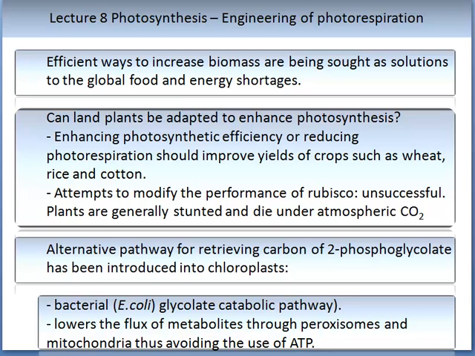Efficient ways to increase biomass are being sought as solutions to the global food and energy shortages. Can land plants be adapted to enhance photosynthesis? Well, enhancing photosynthetic efficiency or reducing photorespiration should improve yields of crops such as wheat, rice and cotton. Attempts to modify the performance of rubisco have been unsuccessful to date. Plants are generally stunted and die under atmospheric CO2.